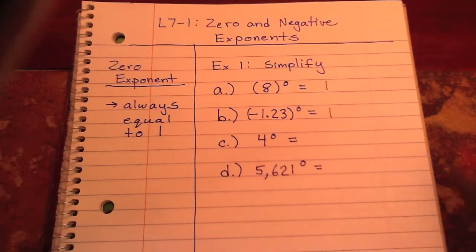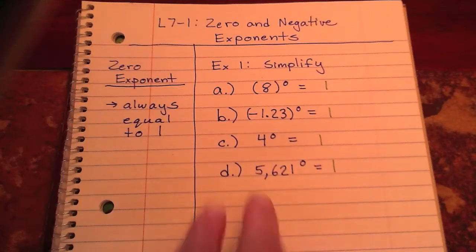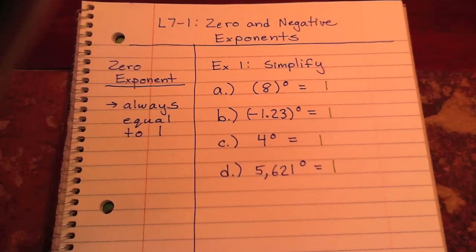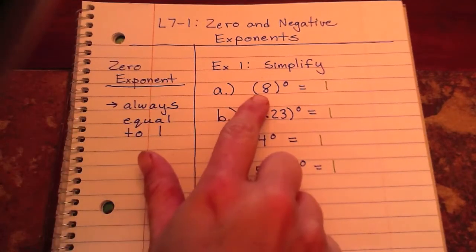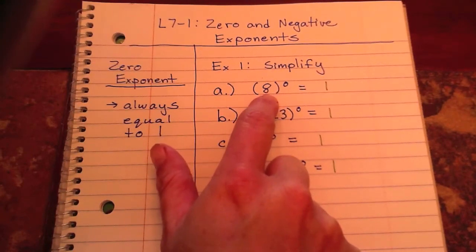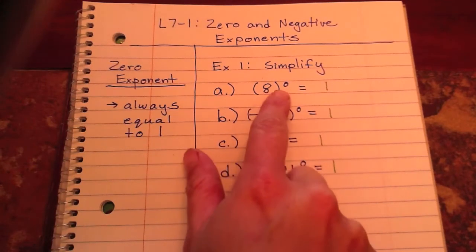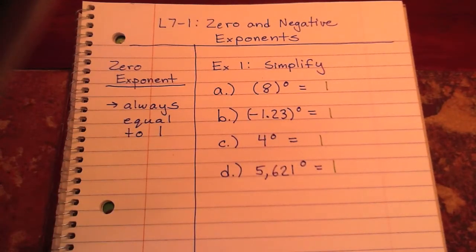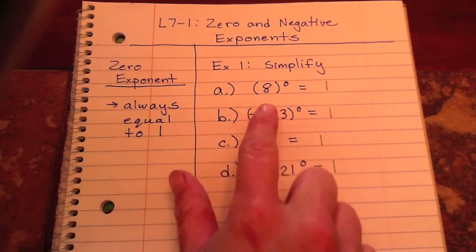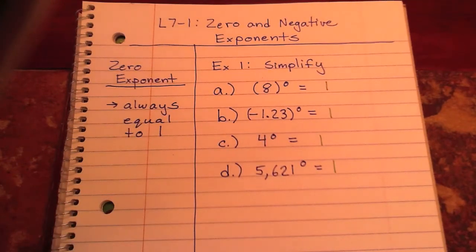4 to the 0 power, 1. 5,621 to the 0 power, 1. You could sit there all day long and plug in numbers, any number you want, put it to the 0 power, it's always going to be equal to 1. And there's a couple different ways that you can prove that this works. But the main thing to think about is if we had had 8 to the first power, then it would have been 8. So when we're looking at 0 power, it's not going to be a 0, it's going to be a 1. And at some point, hopefully we'll be able to work through some that prove why this works.